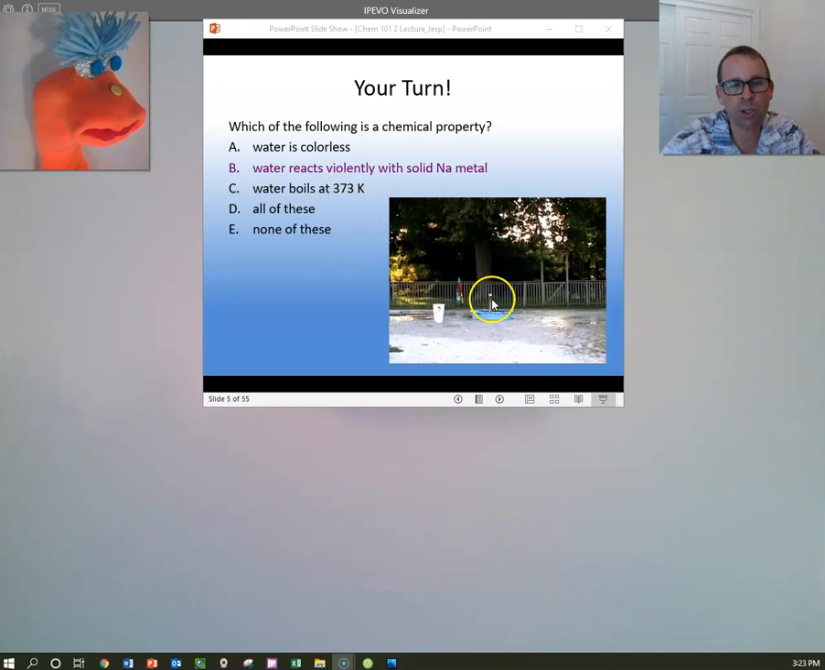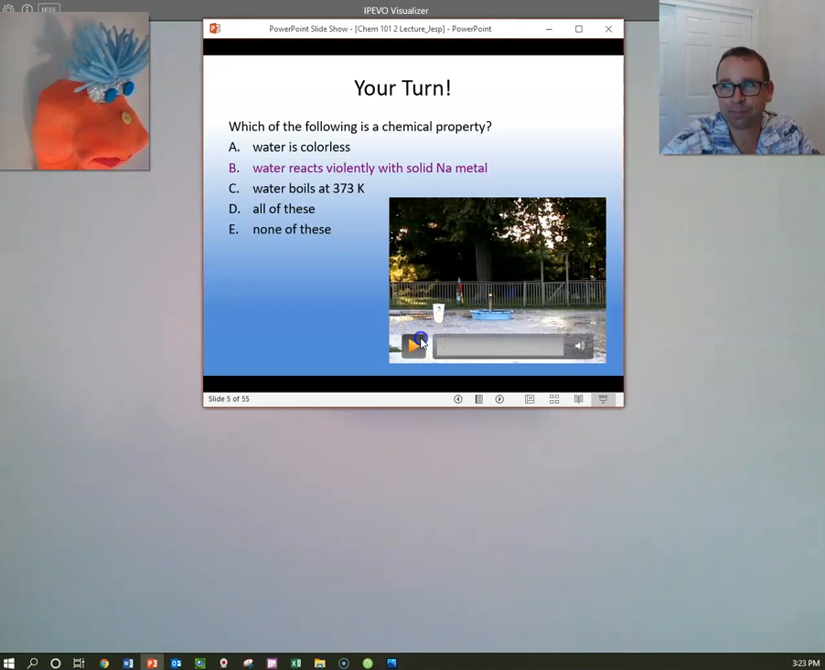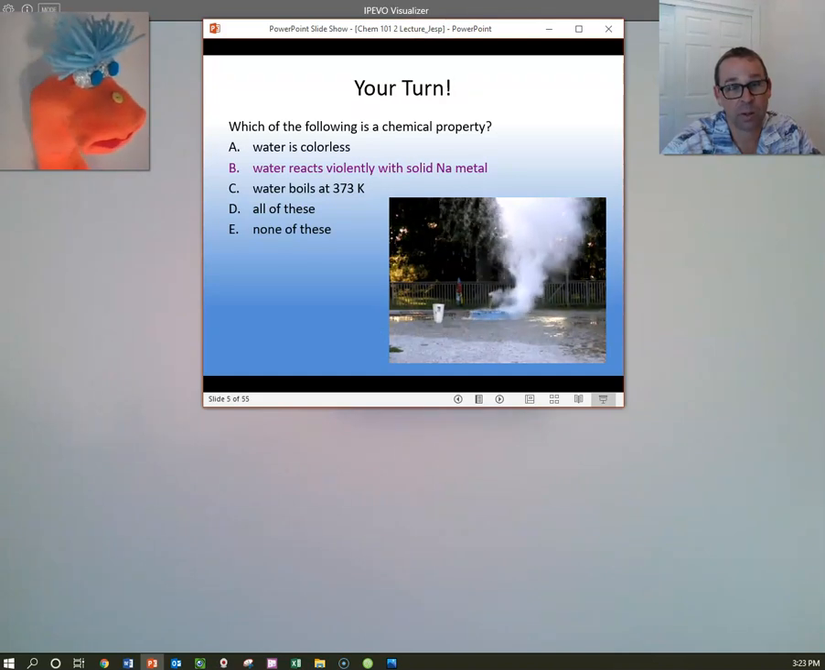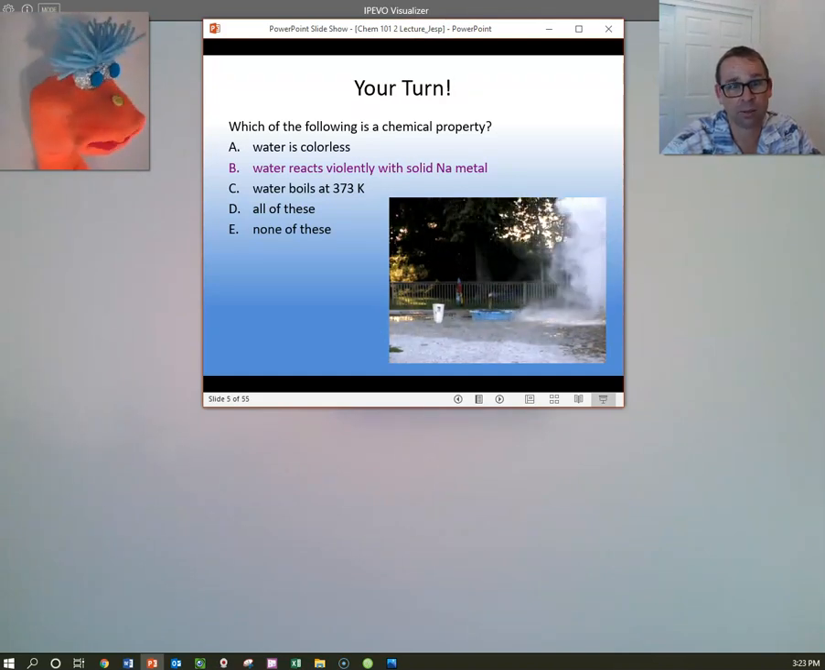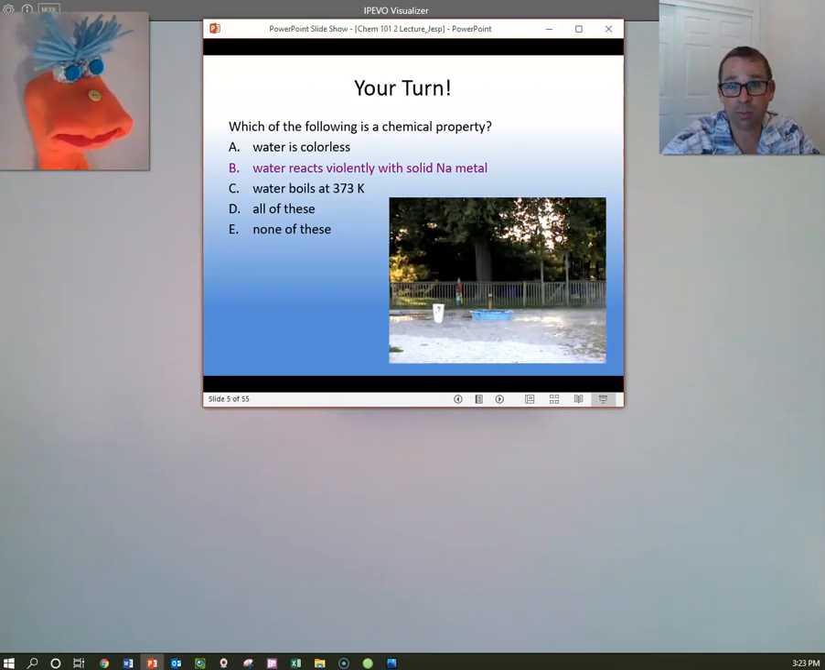All right. I want to show you what happens when we put some sodium into water. Here we have a little bit of sodium on a little stand, and we're going to place it into water. Watch what happens. Did you hear that? Okay, so that was an explosion, basically, right? So the sodium reacts violently with the water, and we're going to want to remember that for other reasons moving forward.